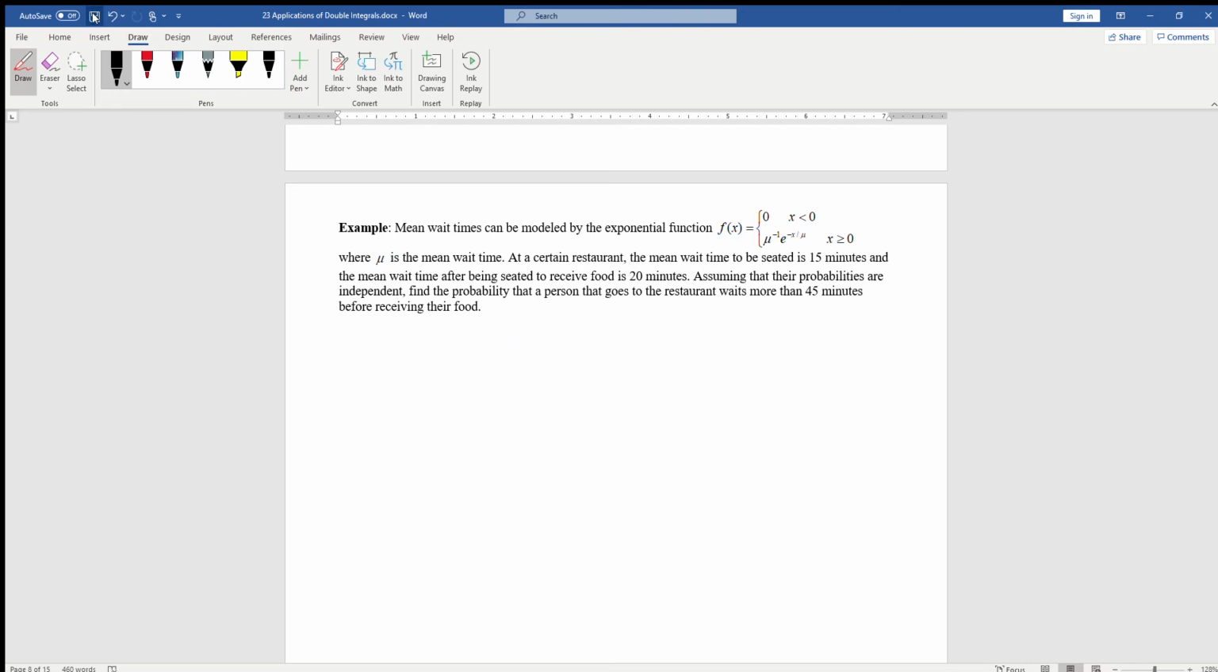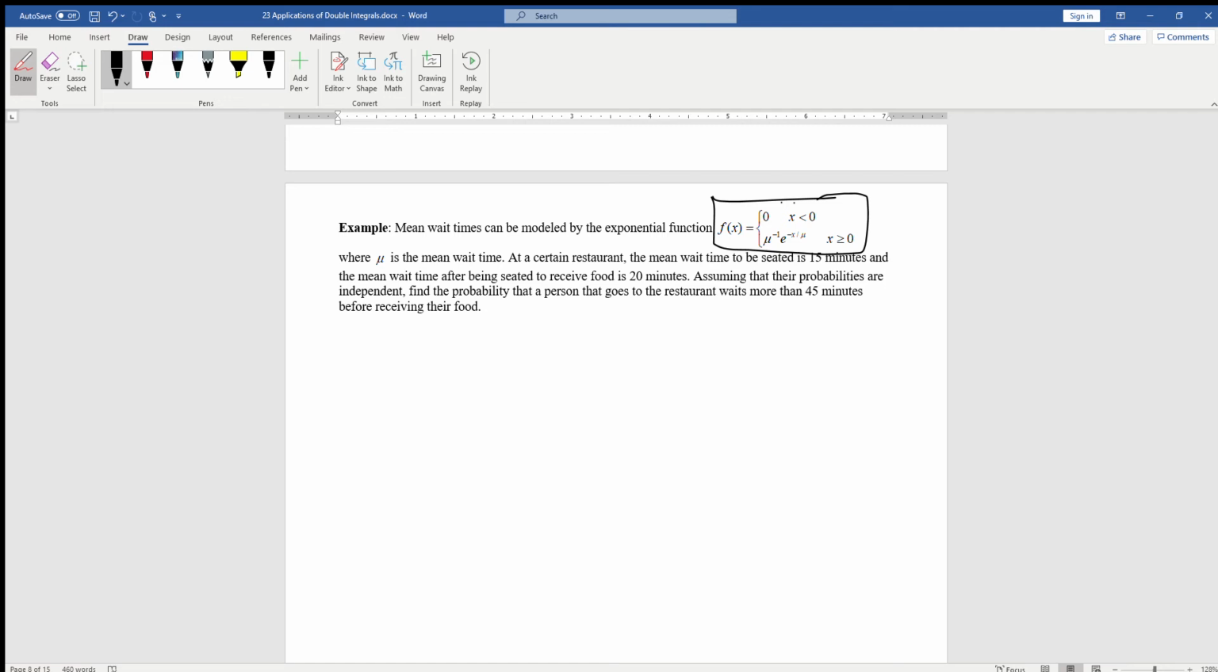This final example of probability is going to be utilizing a mean wait time between two independent events. So this is the function that we're going to utilize to model the wait time: 1 over mu times e to the minus x over mu. Mu is going to be the average time, or the mean wait time. X is going to be the actual wait time, which we don't know, of some sort of given random event.